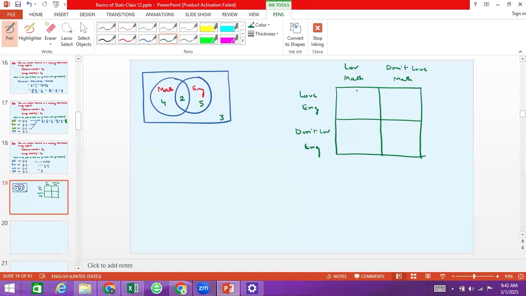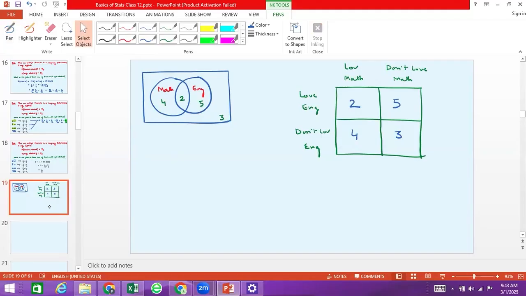This number will be 2, the number of students who love both math and English. What is the number of students who love English but do not love math? 5. Number of students who love math but don't like English? 4. And the last one, the students who don't like anything? 3. Okay.